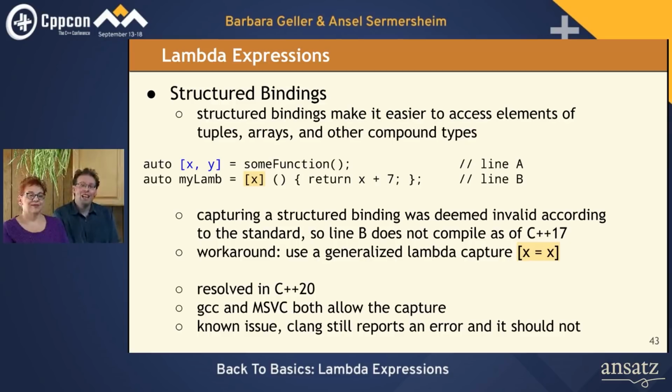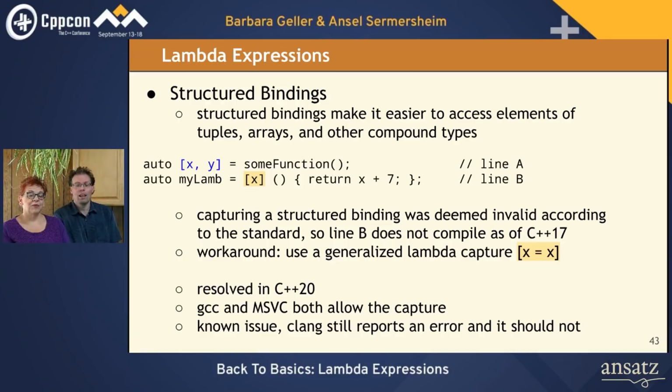Unfortunately, Clang has not caught up with C++20. So if you test this code on the very latest version of Clang, it still reports an error saying you cannot capture a structured binding. That's a known bug. The workaround for this is quite simple, but silly. You can use a generalized lambda capture, and instead of just capturing x, you capture x equals x, because a generalized capture of a structured binding works.